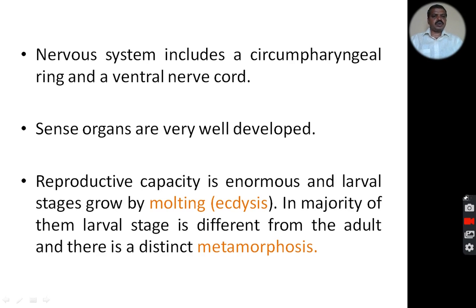This takes place in order to obtain the growth and development, and also achieve the size of the body. In the majority of them, the larval stage is different from the adult stage. So there is a distinct metamorphosis, the insect metamorphosis can be seen, and it is quite different and distinct from species to species.